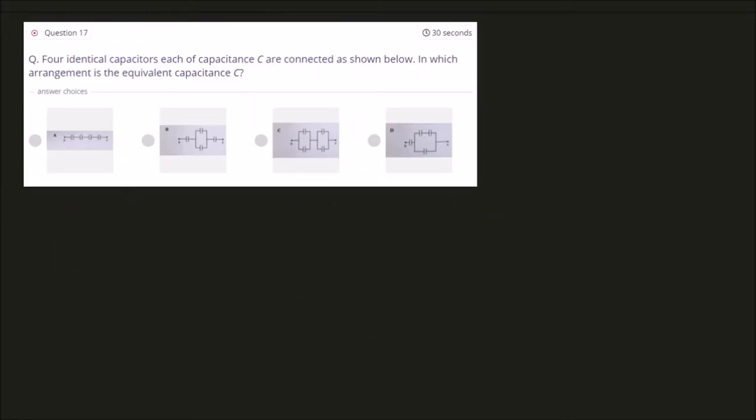Question 17. Four identical capacitors, each of capacitance C, are connected as shown below. In which arrangement is the equivalent capacitance C? Each of these diagrams has 4 capacitors, and each capacitor has a capacitance of C. The question asks what kind of arrangement gives you back an equivalent capacitance of C again. So the equivalent capacitance should be the same as the capacitance of one single capacitor.